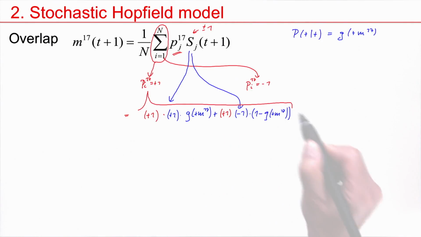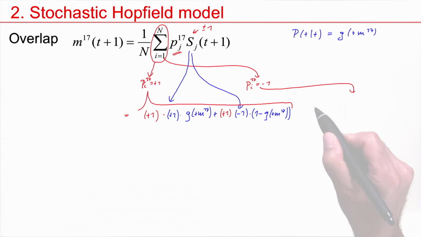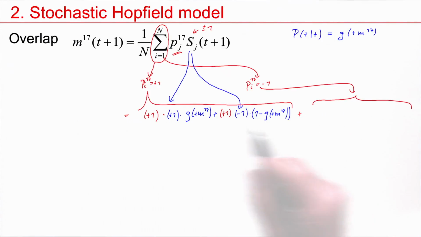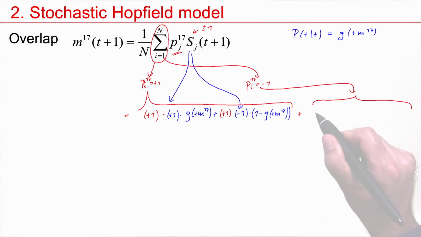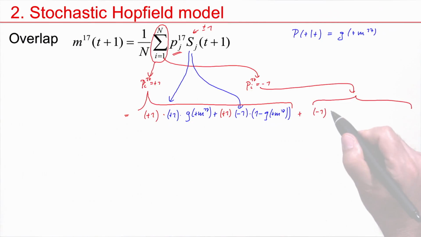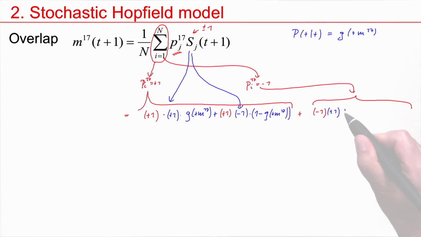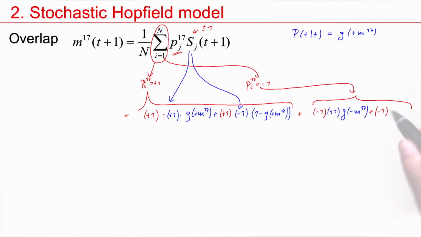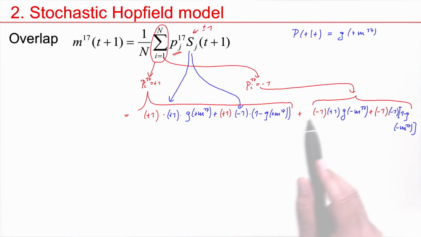Now let's work on the second group. Put it here. I have a plus, additional contributions. It could be that this pixel is negative. That's a -1. And then it could be that this neuron is currently active. It has a value of +1. And what's the probability for this? It's g of minus m17. And then I have the neuron should be off. pi 17 is negative. I have the situation that the neuron actually is off, and it is so with probability 1 minus g of minus m17. Okay, these are the 4 different cases. Plus plus, plus minus, minus plus, minus minus.